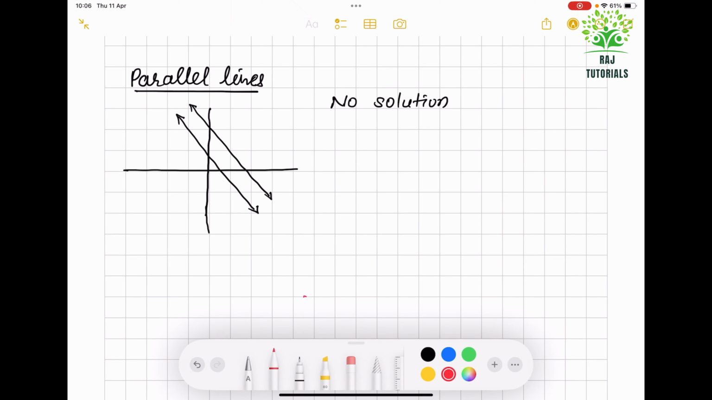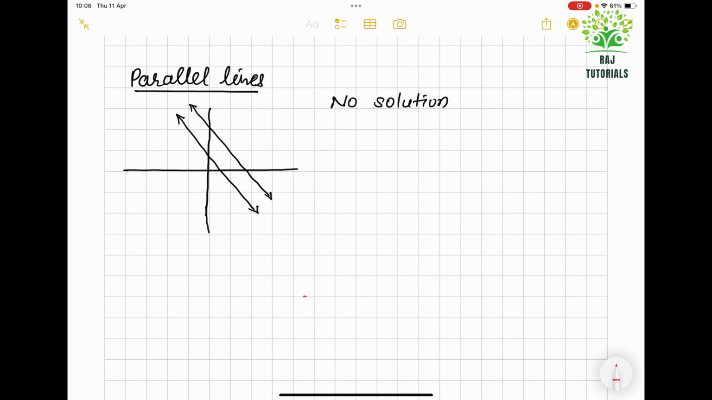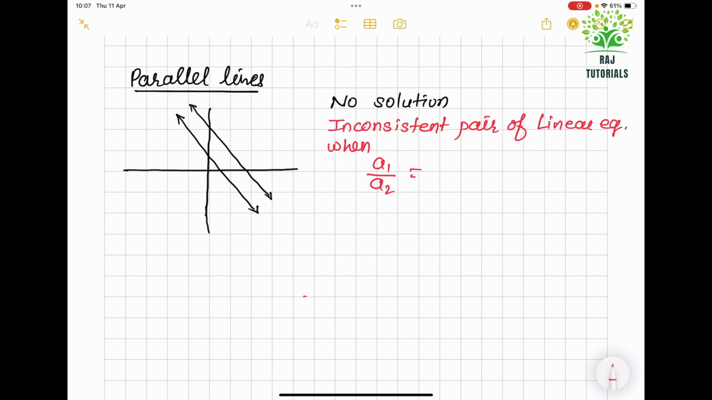Now, if I talk about consistent and inconsistent, so it will be inconsistent pair of linear equations, and here when a1 upon a2 equal to b1 upon b2, but it is not equal to c1 upon c2.